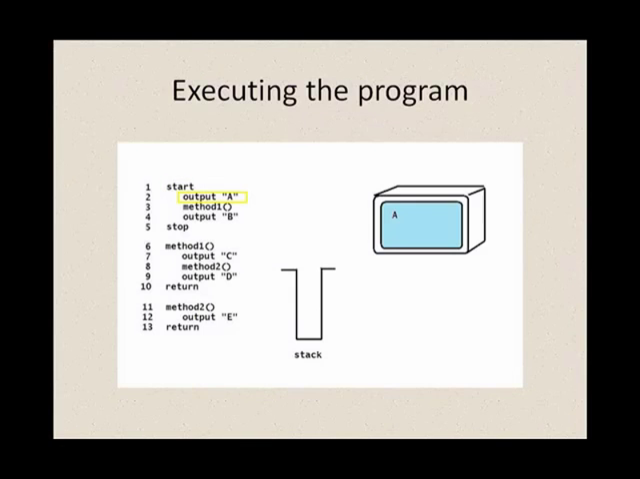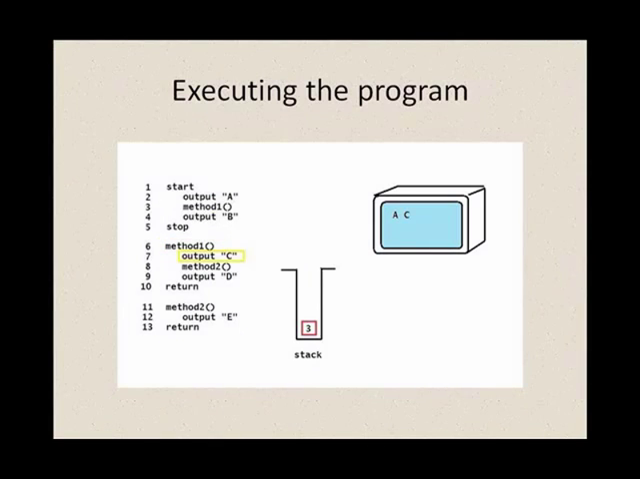When this program starts, you output an A. Then you call method 1. But before you leave for method 1, you have to remember where to come back to when method 1 is complete. So method 1 is stored at location 3, so we're going to save a 3 in the stack so we can remember where to come back to. Then we're going to execute method 1.